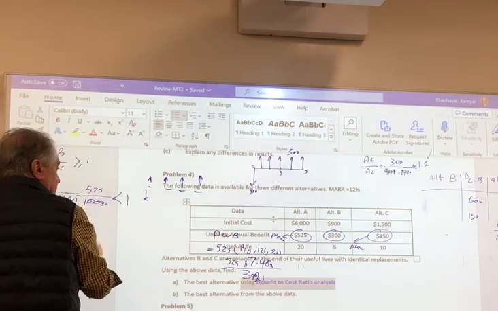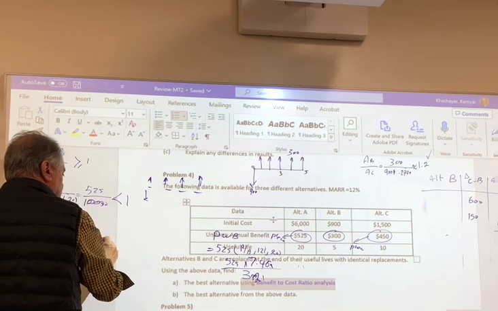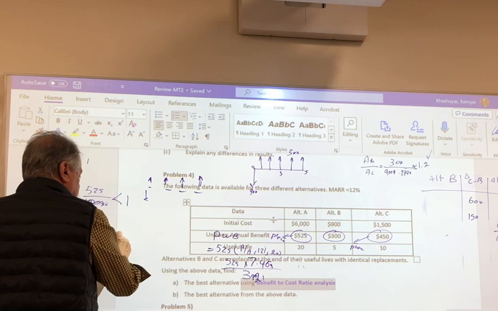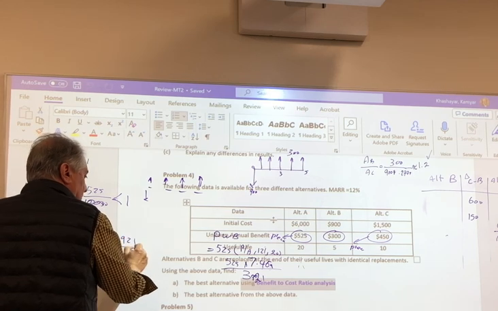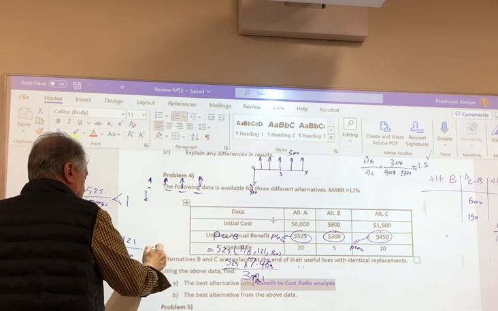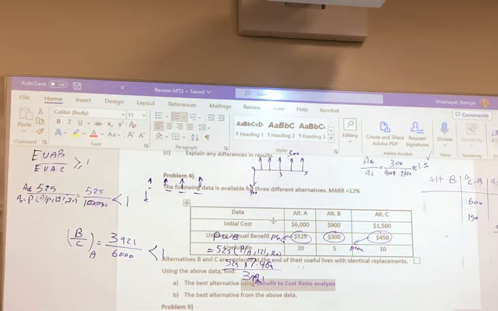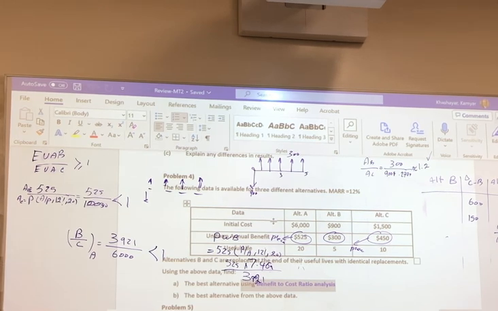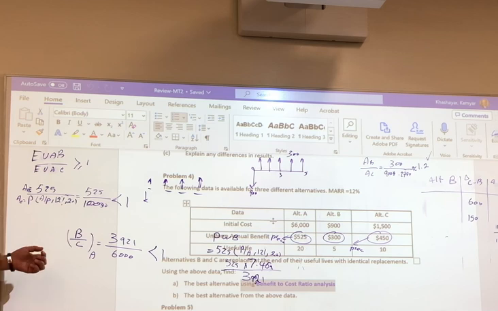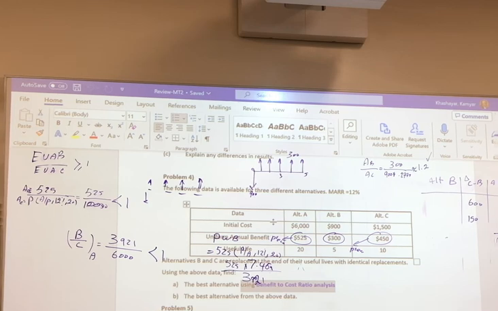So B over C of alternative A would be 3921 over 6,000. So just like before, a loser is always a loser, no matter if you put lipstick on. That's a loser, we knew it. But this is the correct way to do it. Now I can take delta, because I'm having everything at present.